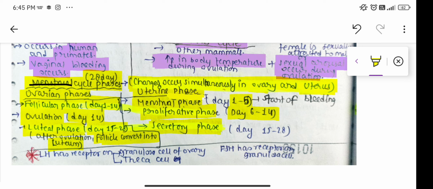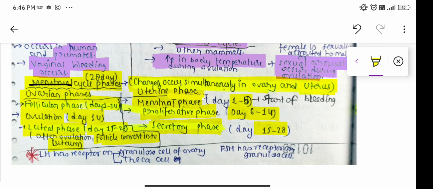So this secretory phase lasts for 15 to 28 days. Secretory phase means there is secretion of the glands, and that glandular secretion helps to maintain the endometrium for the implantation, as well as maintain the pregnancy.